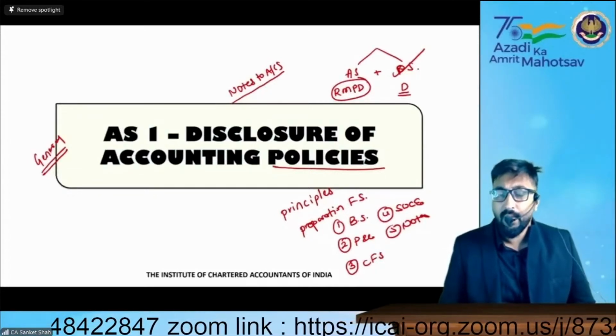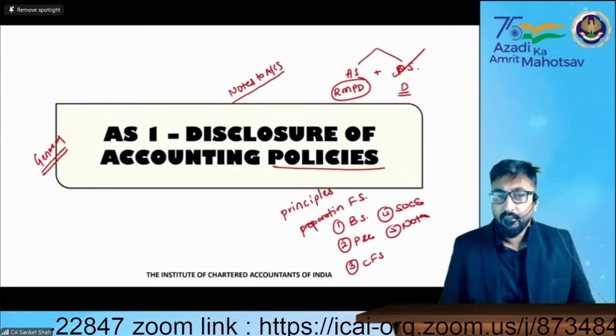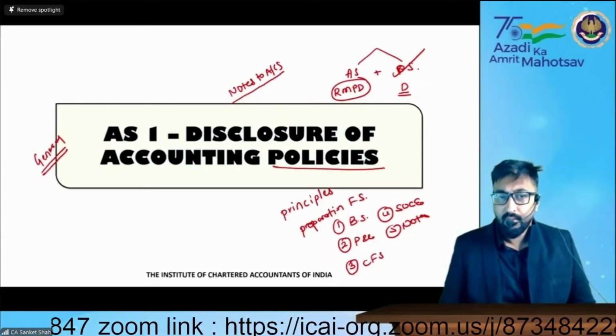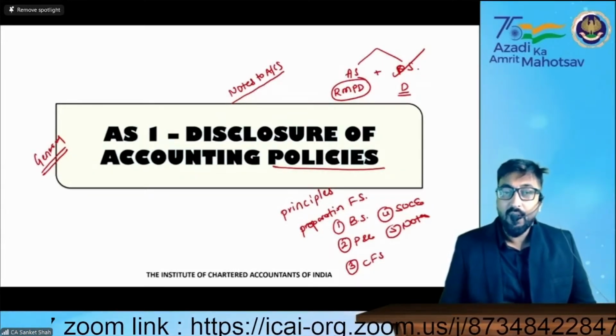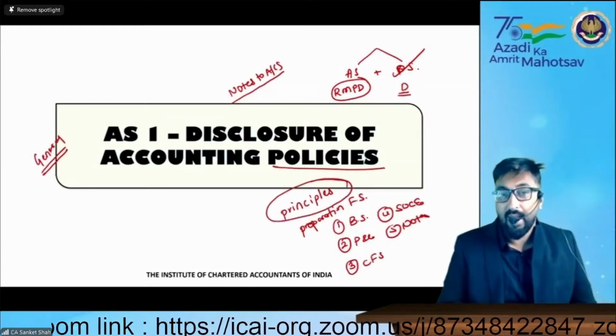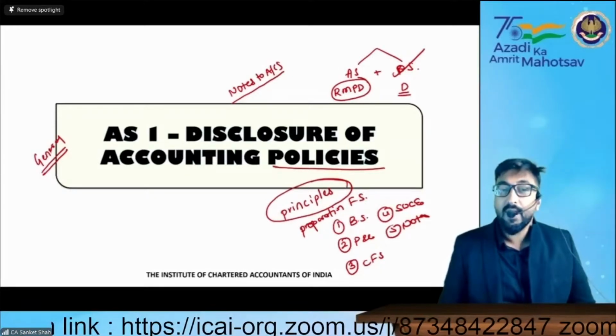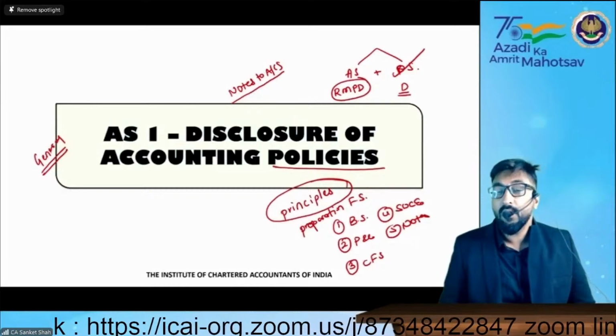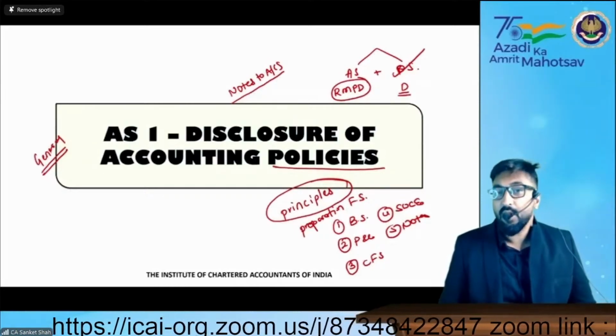I'm from Kochi, sir, Kerala. Okay, Kerala. See, policies are principles. I have written over here, no? Policies are principles which you follow in preparation of financial statements.